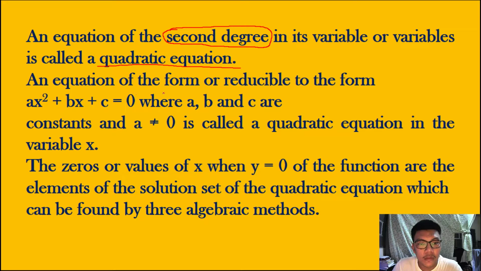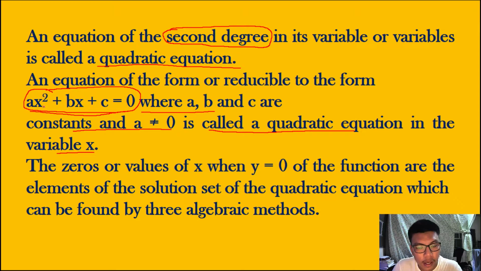Okay? An equation of the form or reducible to the form ax squared plus bx plus c is equal to 0, where a, b, and c are constants and a is not equal to 0, is called a quadratic equation in the variable x. So, yung ating quadratic equation, ganito ang kanyang general form: ax squared plus bx plus c. Wherein yung ating a, b, and c ay mga constant. Kumbaga, coefficient yung a and b, tapos yung c natin ay constant.